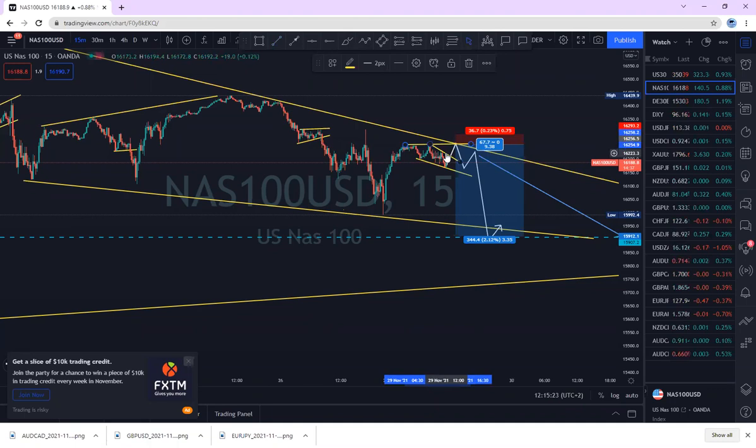So we can have a third touch. Let me remove this one. This one is bad. So we can have a third touch here. If we have a third touch, then you know that you are going to sell to the downside on this one.